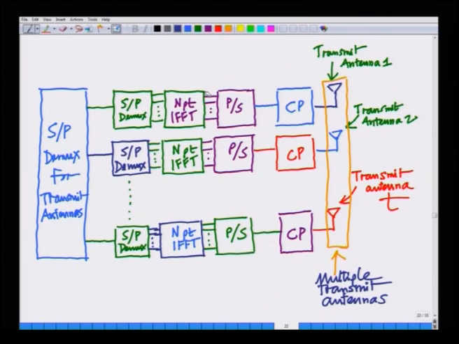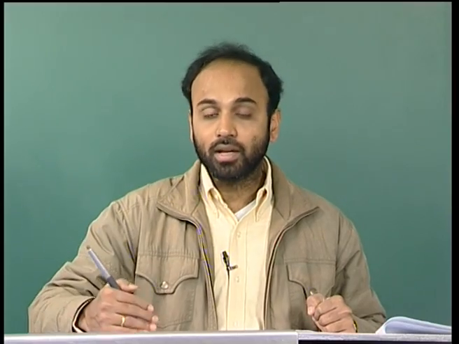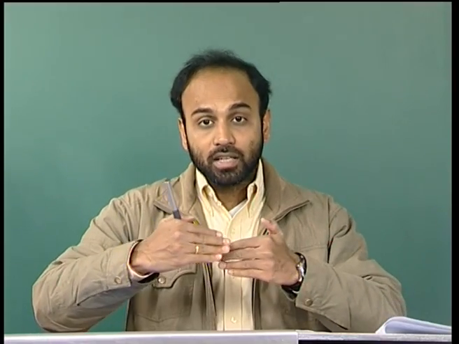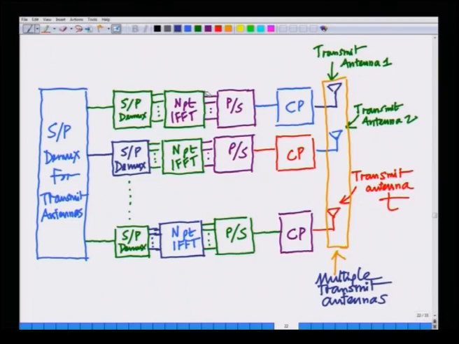Okay. So, this has to be performed at each transmit antenna essentially, and before that I have to take all the available symbols and divide them amongst transmit antennas. So, let us consider a system with N equals 256 subcarriers and T equals 4 transmit antennas.